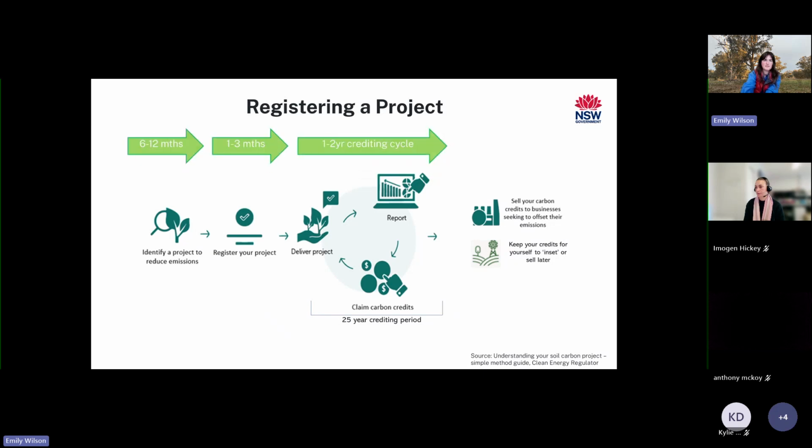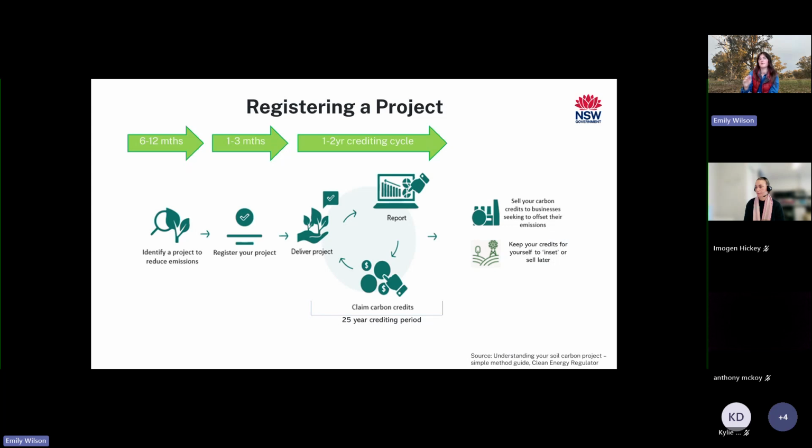So some of those timelines, when we're looking at vegetation projects, you are going to need at least 6 months to a year lead in to design the project before you're wanting to actually get it registered. Generally, we do planting in that autumn winter time here. And so you're wanting to have the project registered, you know, over summer or before you get into that planting window.